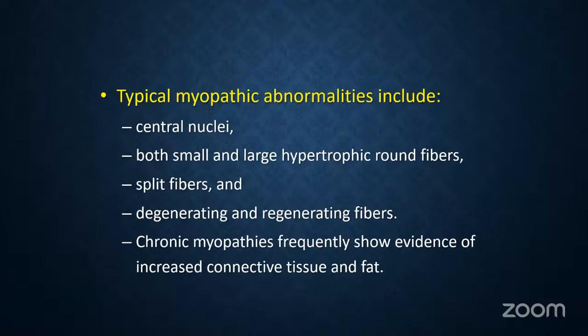Typical myopathic abnormalities on biopsy include central nuclei, small and large hypertrophic round fibers, split fibers, degenerating and regenerating fibers, and increased connective tissue and fat.